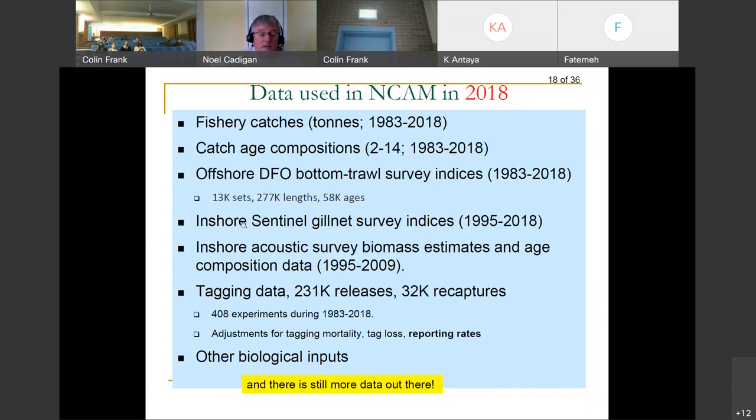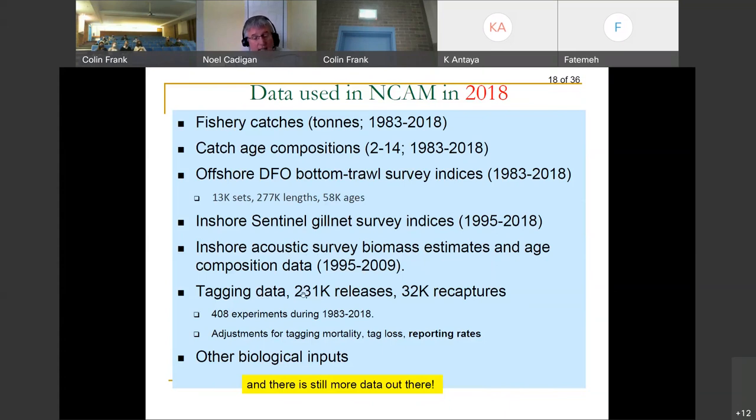They also use the inshore sentinel gillnet survey indices, and some inshore acoustic survey biomass estimates and age composition data that were available from 95 to 2009 that were an important indication of there was a lot of cod in the inshore and we think not available to the offshore fall survey.